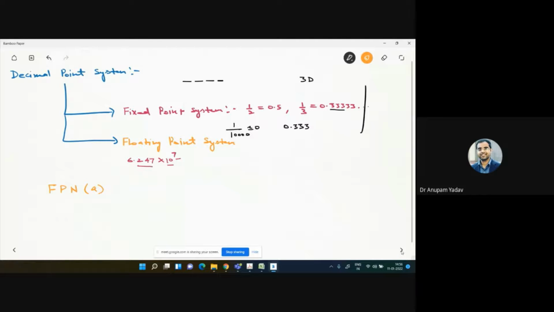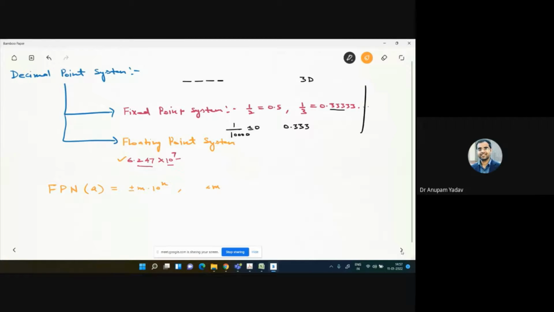So we represent it like this: plus minus m into 10 to the power n. Okay, plus minus m into 10 to the power n. This is how we represent any floating point number. This was just an example. ये इसका एक उदाहरण है. That's all. इसमें m has a very specific nature.